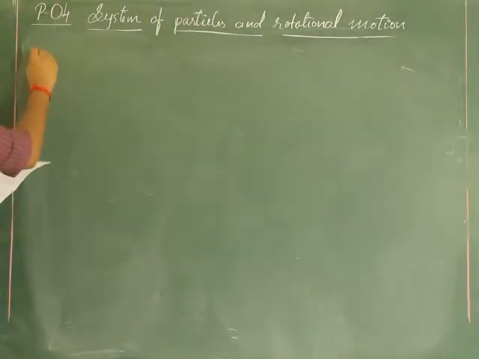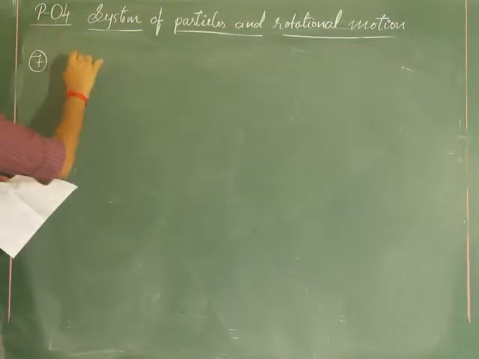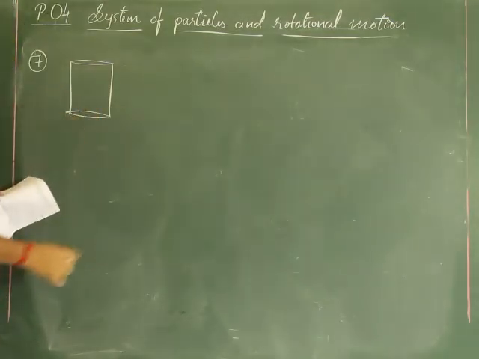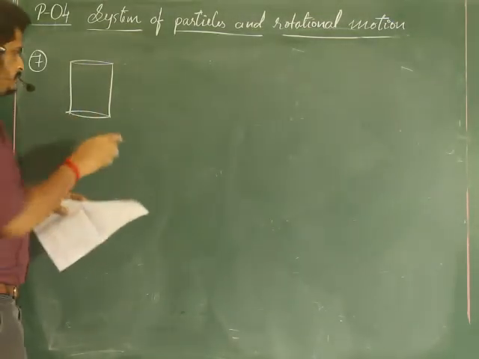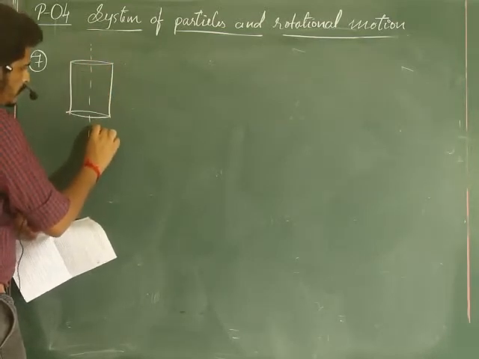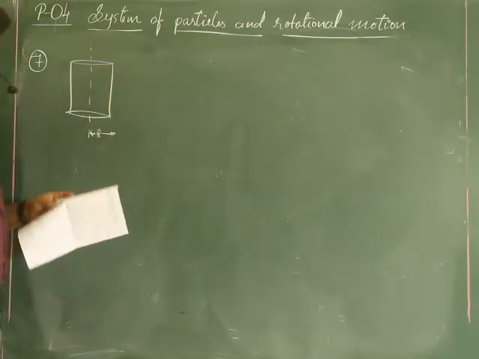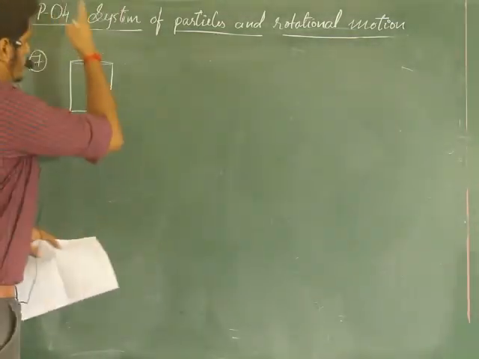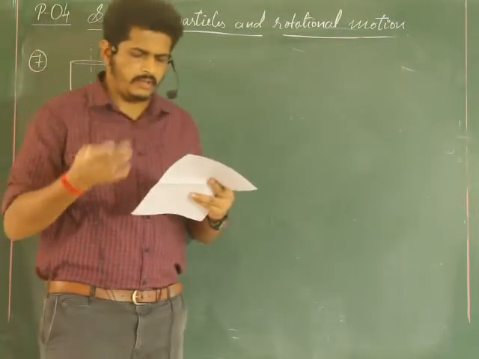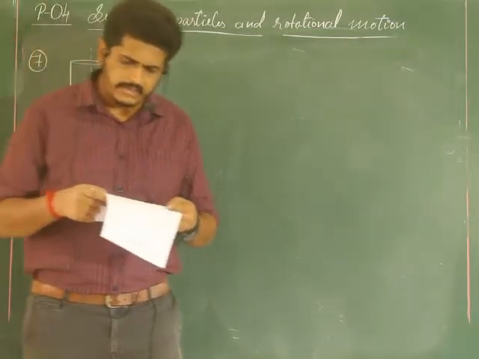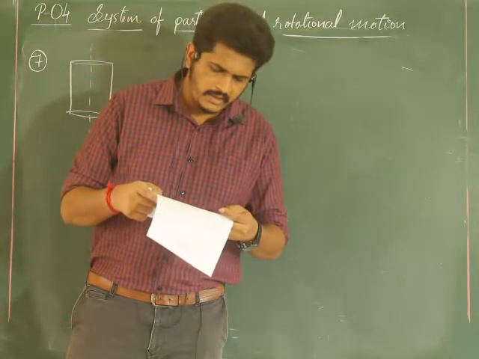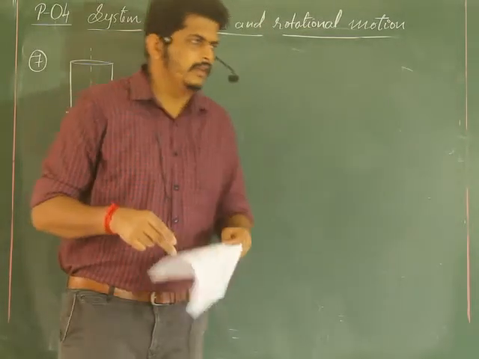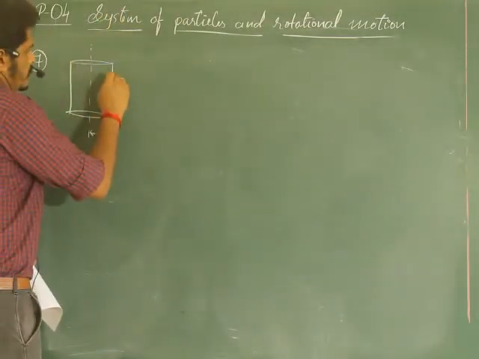A hollow cylinder like this, of radius r, rotates about a vertical axis. We don't know whether it is at the side or the middle, passing through the center. A block remains in contact with the inner wall if the frequency of rotation is f hertz. Okay, the block is there on the inner wall.